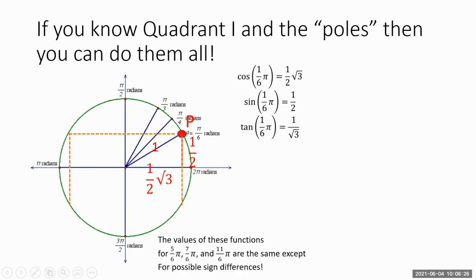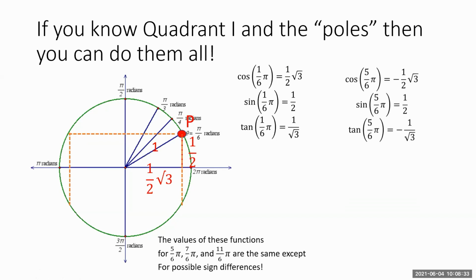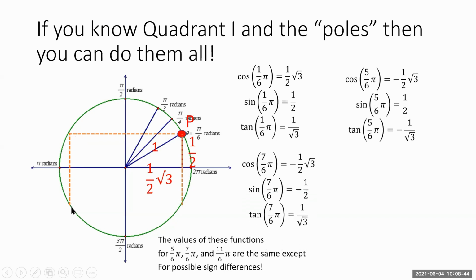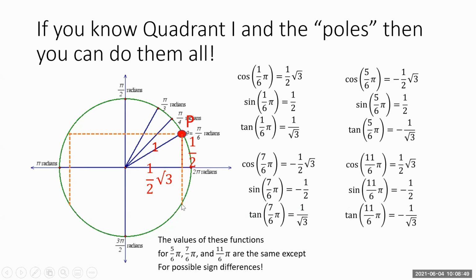So it says here the values of these functions for 5/6 pi, 7/6 pi, 11/6 pi are the same, except for possible sign differences. Okay? So here we go. In quadrant 2, the x coordinates are negative. Slopes would be negative. Y values would still be positive. In quadrant 3, right down here, 7/6 pi, both x and y values are negative, and slope is going to be positive. And in quadrant 4, over here, x values are positive, y values are negative, and slope is going to be negative. So again, if you know just quadrant 1, you're going to get a whole bunch of these for free.